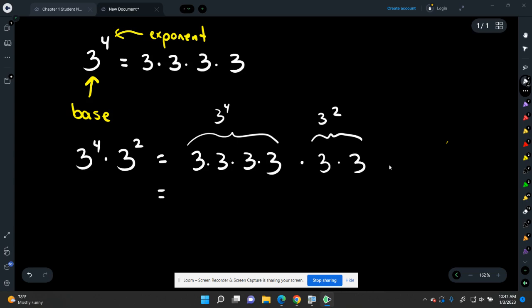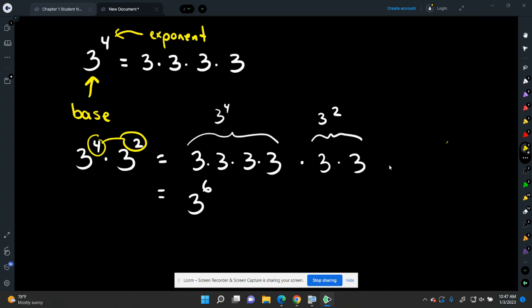So how many times have I multiplied the 3? 6 times. So we can write 3 to the 6. Does anyone see a shortcut to that? Because I don't want to have to write the numbers out like that. Just add them, yeah. So our shortcut is that we just add the exponents. If I have the same base and I'm multiplying, all I have to do is add the exponents.